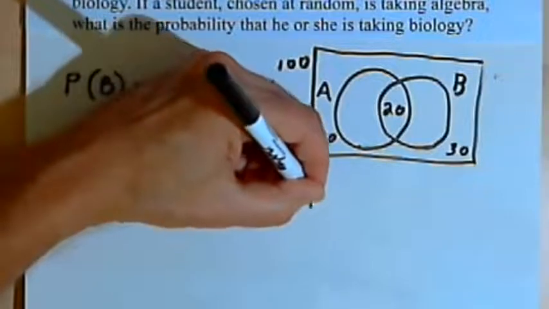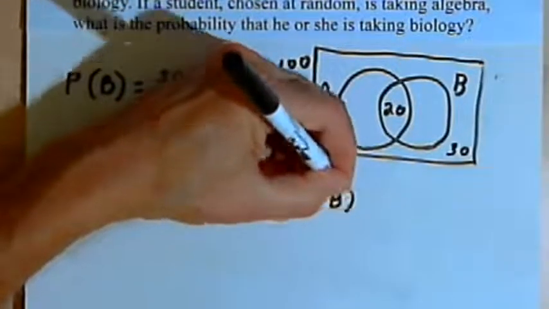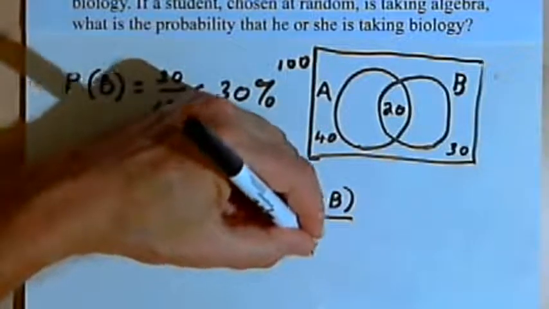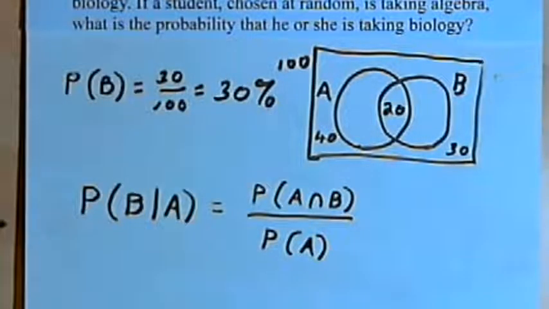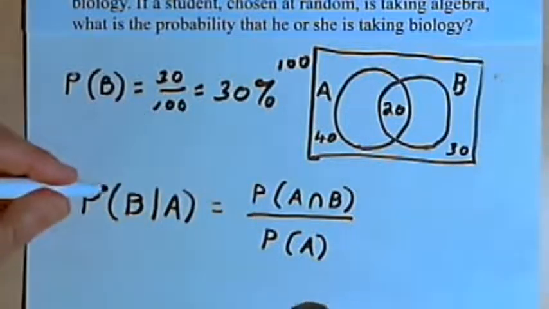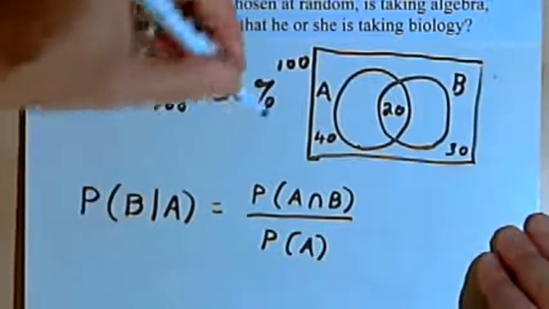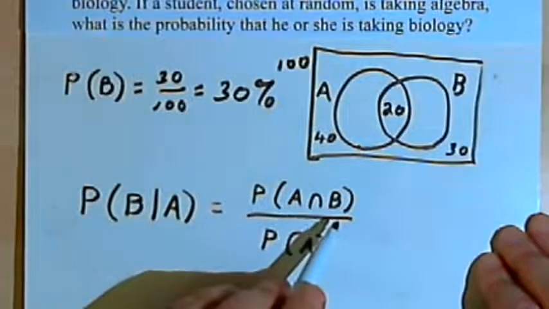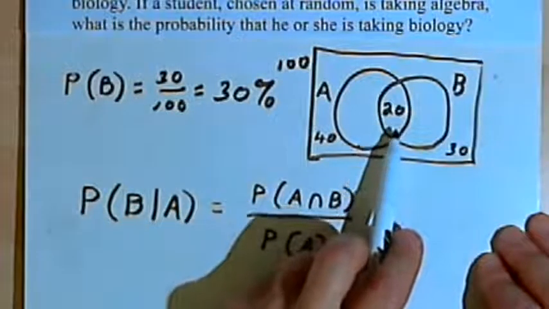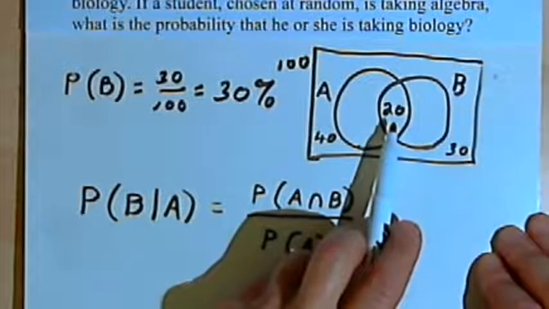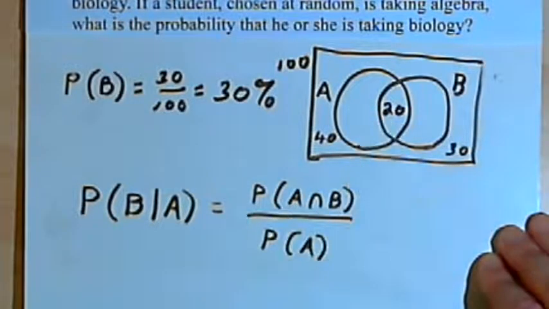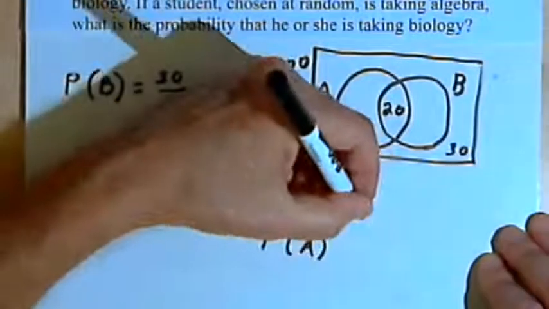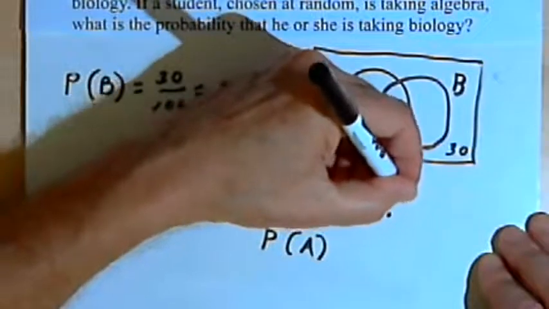The formula is going to be that the probability of B given A is the probability of the intersection of A and B divided by the probability of A. Okay, now let's put some numbers in here and this will begin to make sense. So what is the probability of the intersection of A and B? Well, that intersection is 20 students and there's 100 students altogether. So the probability is 20 over 100, or I'll just write that as 0.2.